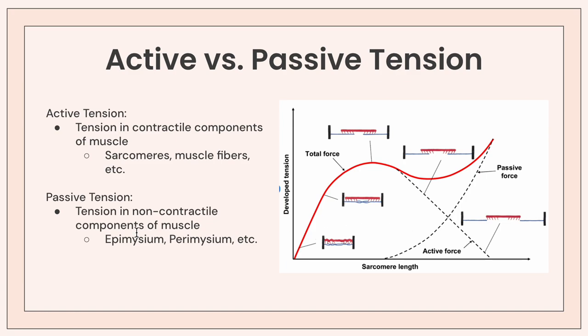Passive tension, on the other hand, is the tension that you'll get from the non-contractile components. So epimysium, perimysium, the portions that kind of hold the muscle together but are not actively able to contract and create tension. They will begin to generate tension if you stretch them far enough.